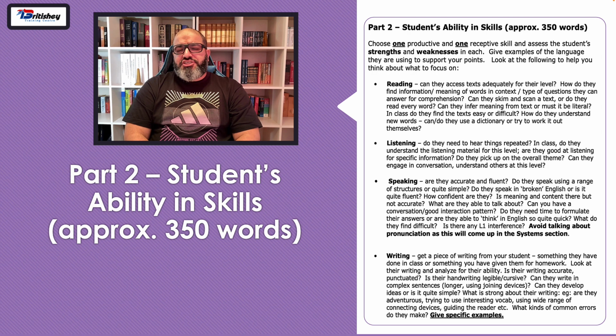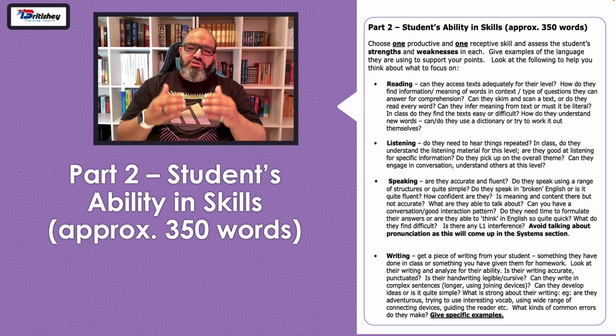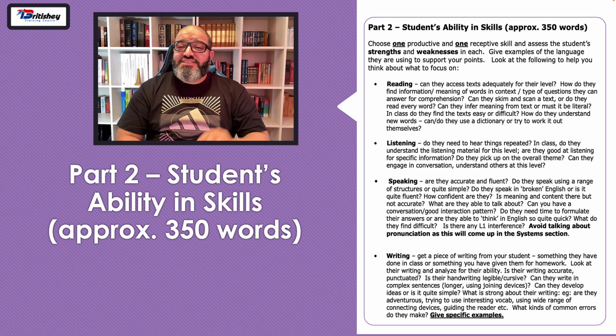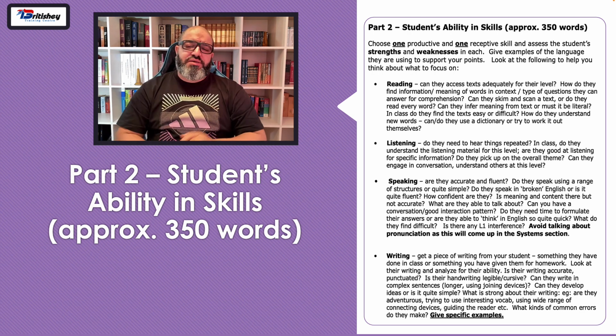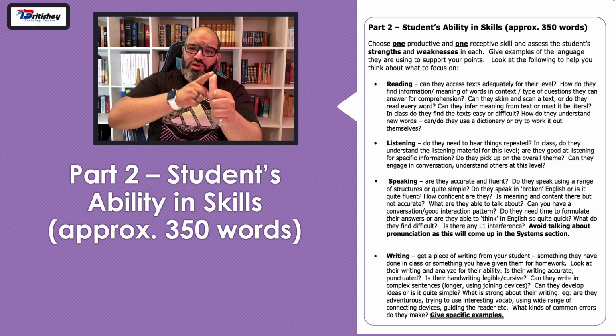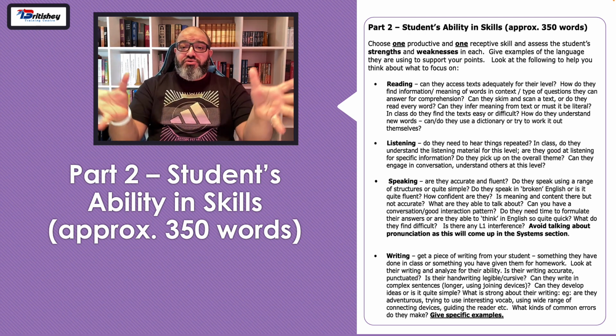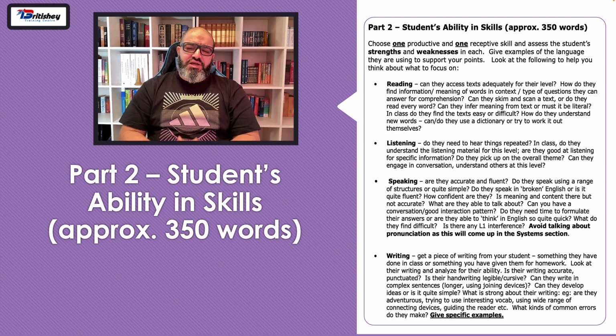Some of you will say, Shadi, how are we going to talk about students' ability and skills? And it says here 350 words. Let's read carefully. It says choose 1 productive and 1 receptive. So you're not going to talk about the 4. You're going to talk about 1 receptive. And we have 2 receptive skills, reading and listening, and 2 productive skills, speaking and writing.